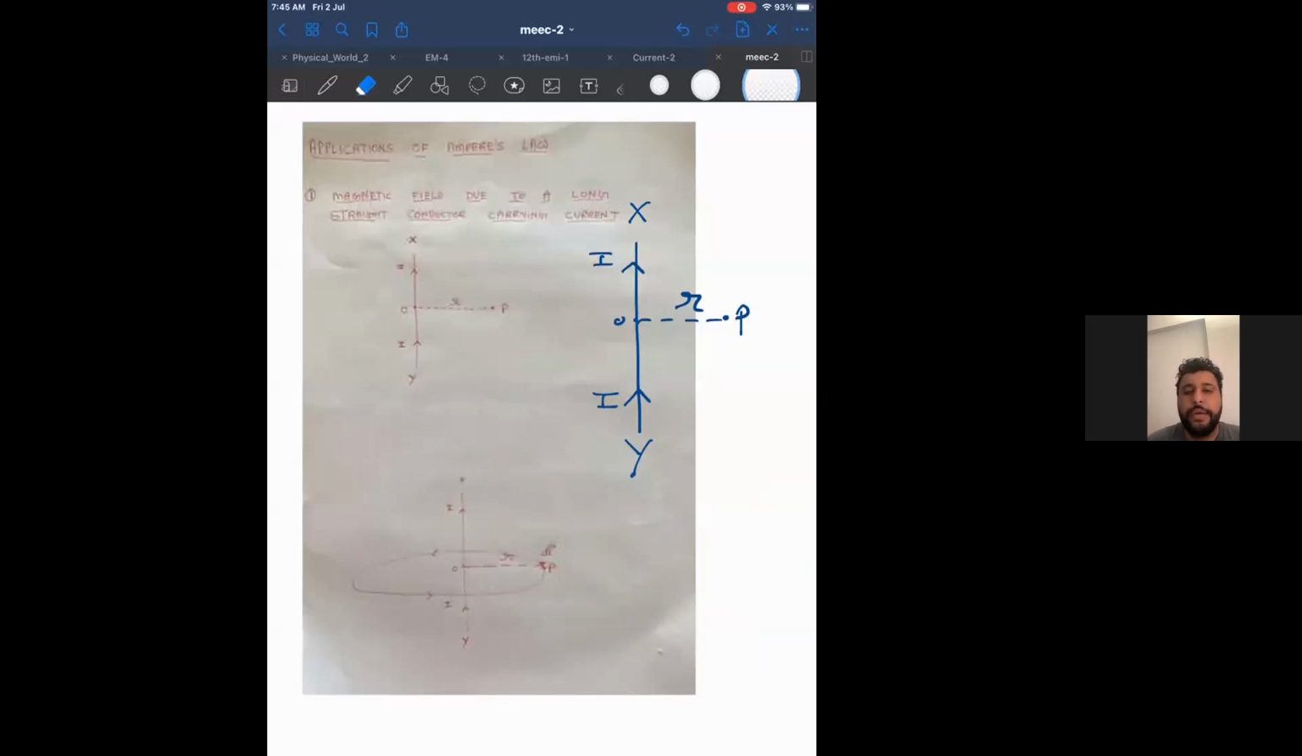We will do something that we do very well in physics. What do we do very well in physics? We assume. So let us assume now. We assume the point capital P to be a part of an imaginary circle like this.